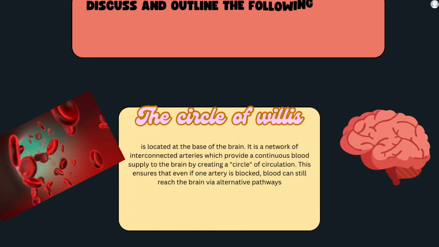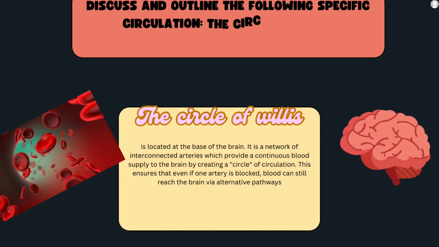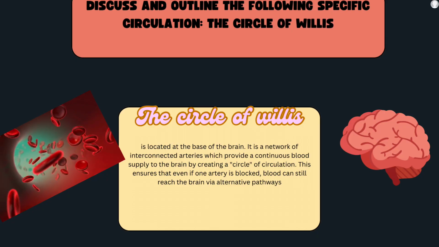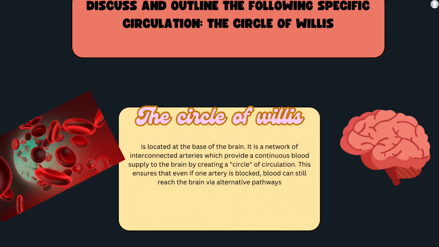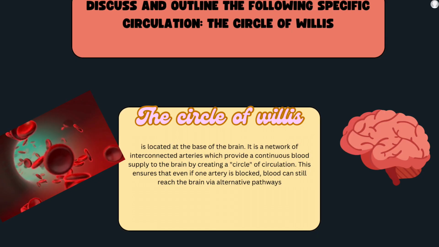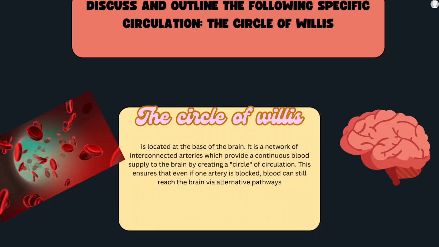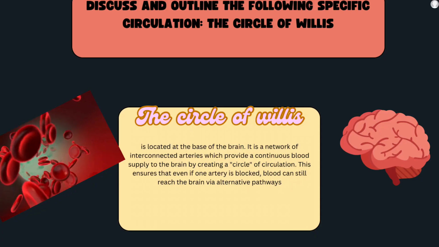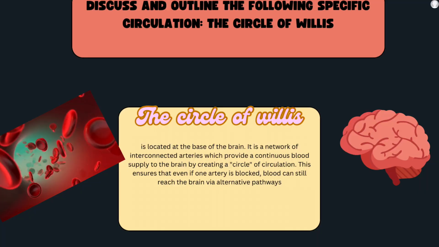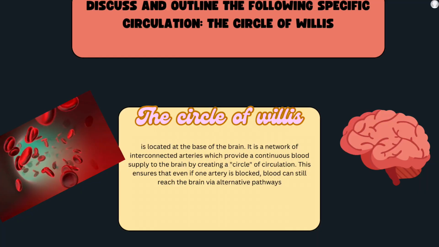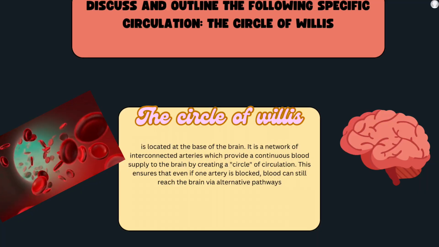Okay, next we'll be talking about the circle of Willis. This is located at the base of the brain. It is a network of interconnected arteries which provide a continuous blood supply to the brain by creating a circle of circulation. This ensures that even if one artery is blocked, blood can still reach the brain via alternative pathways.